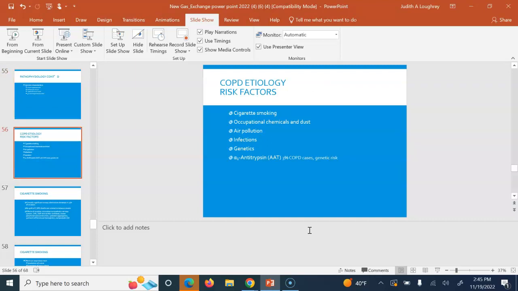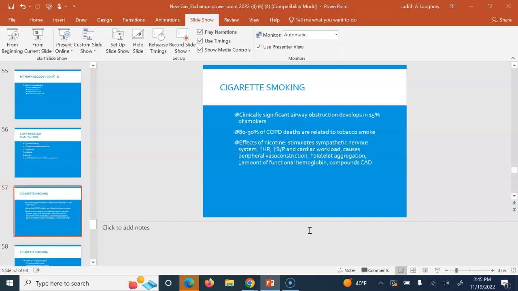Number one cause of COPD is cigarette smoking. So we want to try to encourage people to stop smoking. Occupational chemicals and dusts, air pollution, infections, and genetics. There is an alpha-1 antitrypsin gene in 3% of COPD cases. That's what they found, that there's some type of genetic risk for them getting it.